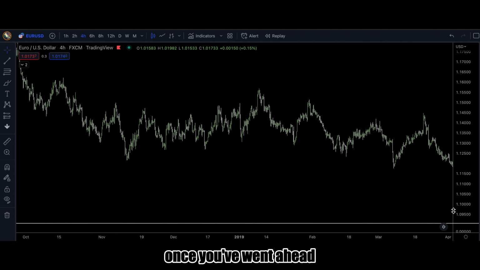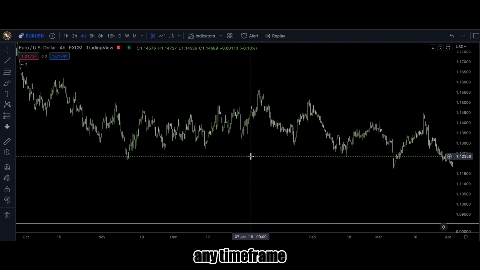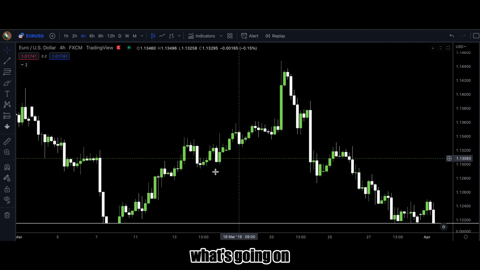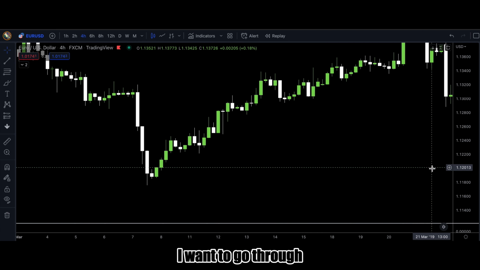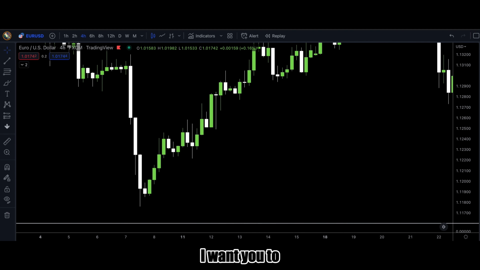So once you've gone ahead and pulled up whatever chart it is that you're looking for, you can pull up any chart, any time frame. Now what I want you to zoom in and do is just start to identify what's going on. Break down the different candlesticks, right? So as we zoom in here, I want to go through and break down each of these candlesticks, and I want you to truly understand.